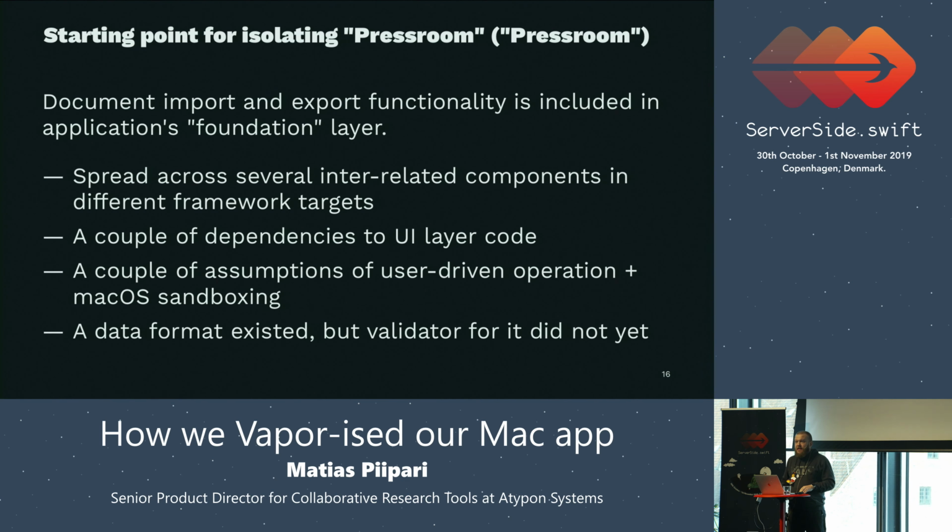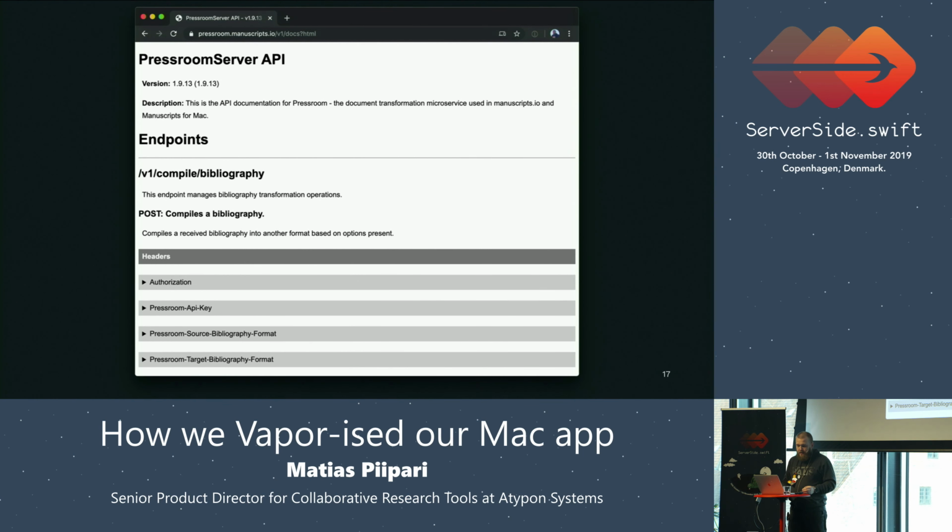And then finally, we had also created a file format as part of this earlier work. So we had a kind of a spec for what the input to the system should need to be if we isolate it into a service. But we didn't have a validator for this file format. So the project was successful.